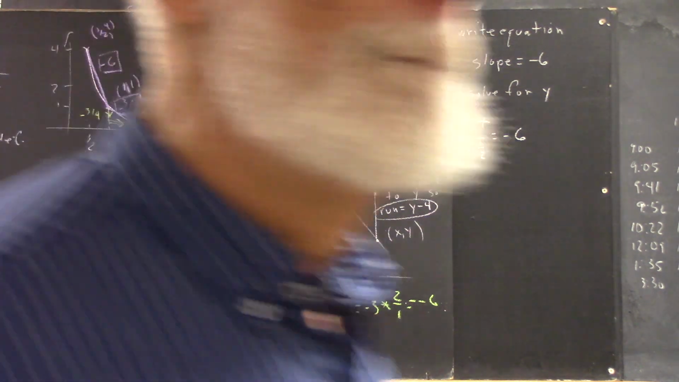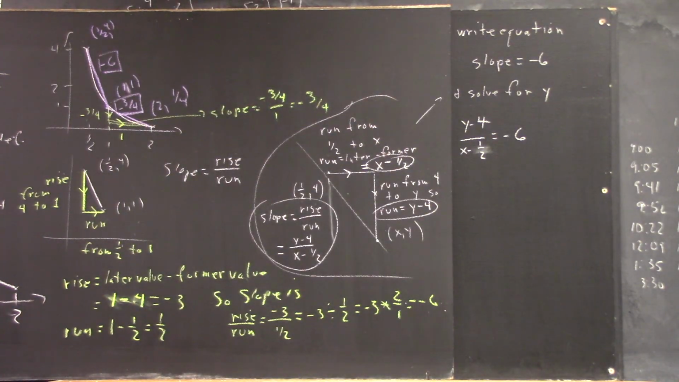Do we need to get y by itself? Well, we want to get y by itself, but we're not going to be able to do that in one step. And there's one way that we always start when we have an equation with a denominator. If we have a denominator in an equation, we always multiply both sides by the denominator.